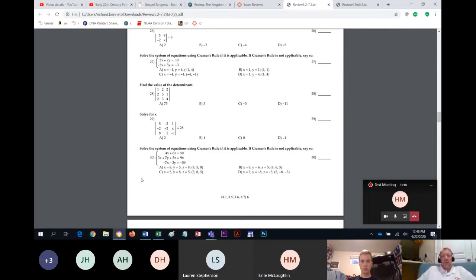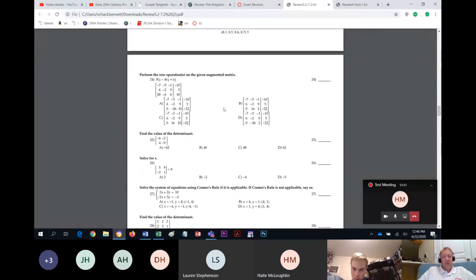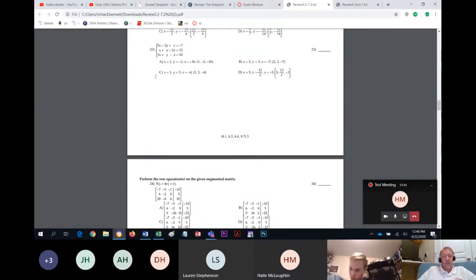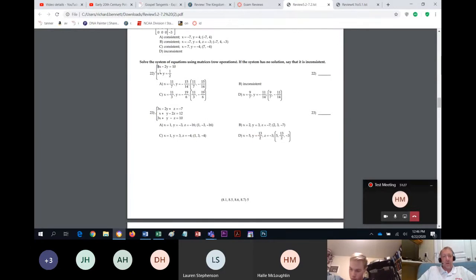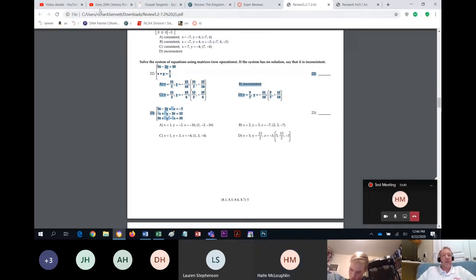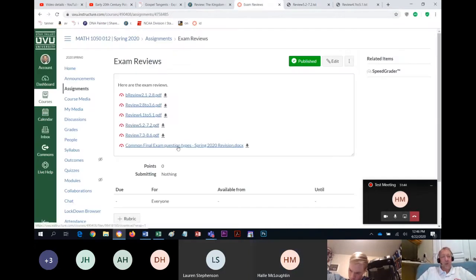Okay, so you're asking two different things. So here's a Cramer's rule problem here, and here's a Cramer's rule problem here. Those are different than the row operations or row echelon form, which would be these two problems. So do you know which one we would see more of on the final? Let's look at the common final question types, because I can't remember what they asked. That would probably be better.